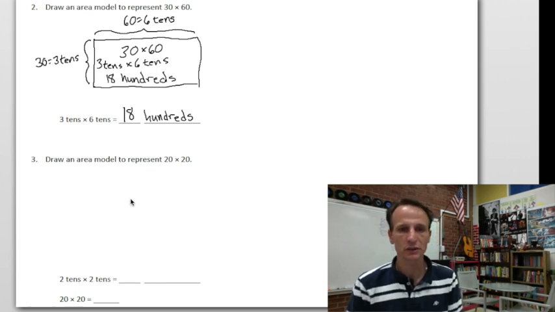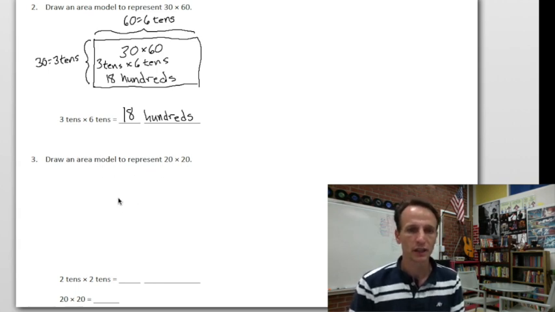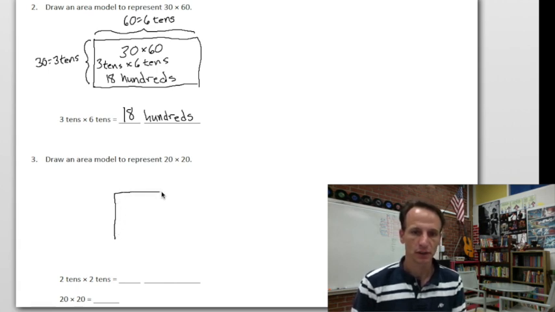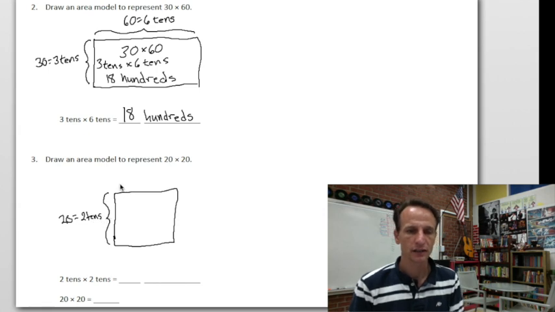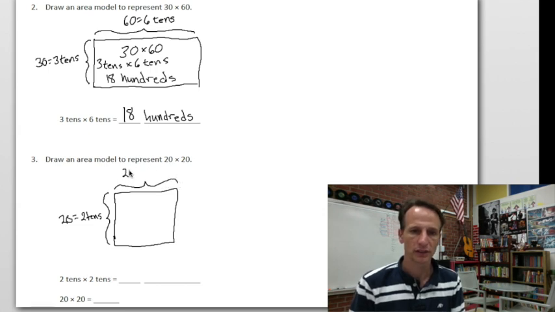So draw an area model to represent 20 times 20. Well, we know if it's 20 by 20 in its dimensions, what kind of shape is it? It's square. Talking squarish to ya. Okay, that's a square, believe it or not. It is because I say so. And this side we know is 20, which is 2 tens. And although it's a square, I'm still going to go ahead and label this side just so I'm all clear with myself and anyone else looking at this, that that side is 20, which is equal to 2 tens.